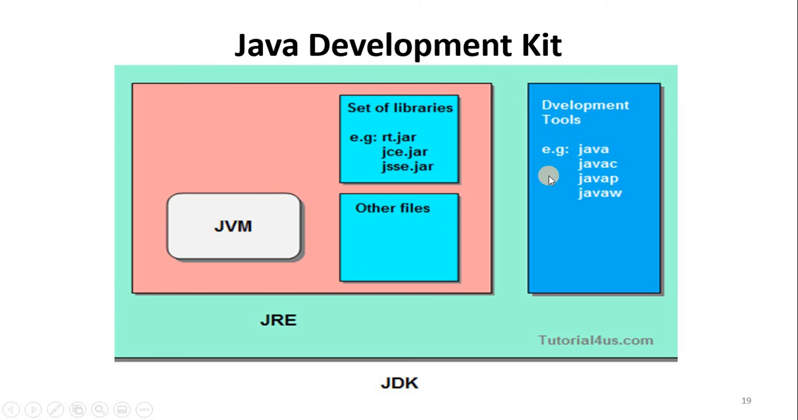And this is what we discussed. We have java, javac, all these. So some tools are available, and we can use them in our program. All of this inclusive is what we call the JDK, Java Development Kit.